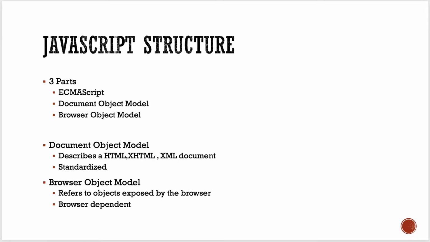The structure of JavaScript. JavaScript is composed of three parts: ECMAScript, the document object model, and the browser object model.